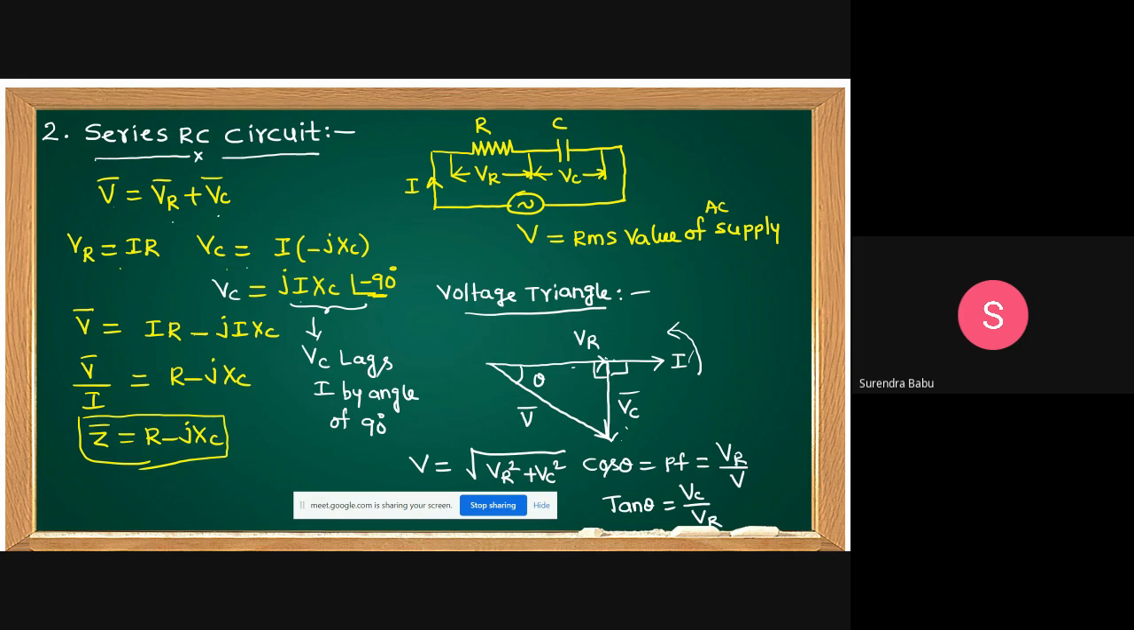Clear, friends? Okay, here it is a right angle triangle, 90 degrees. Adjacent by hypotenuse is the cos. Understand? Then how to define tan? Opposite by adjacent, VC by VR. Clear? What is V? We already know, square root of VR square plus VC square. Okay, this is which triangle? Voltage triangle. The next one, I'm drawing the impedance triangle for the RC circuit. Come on, students.